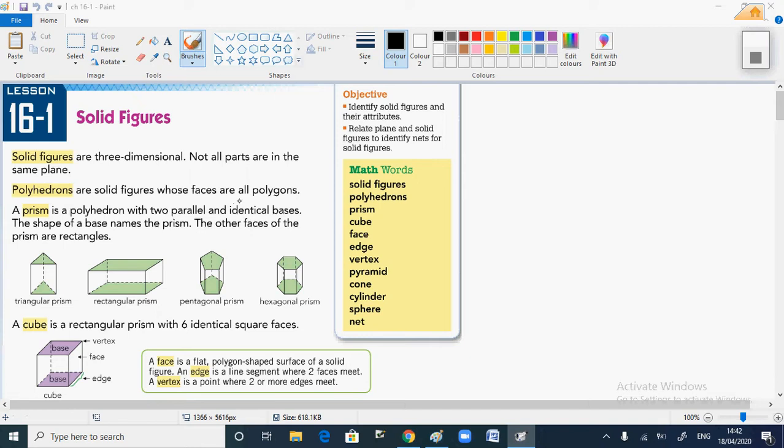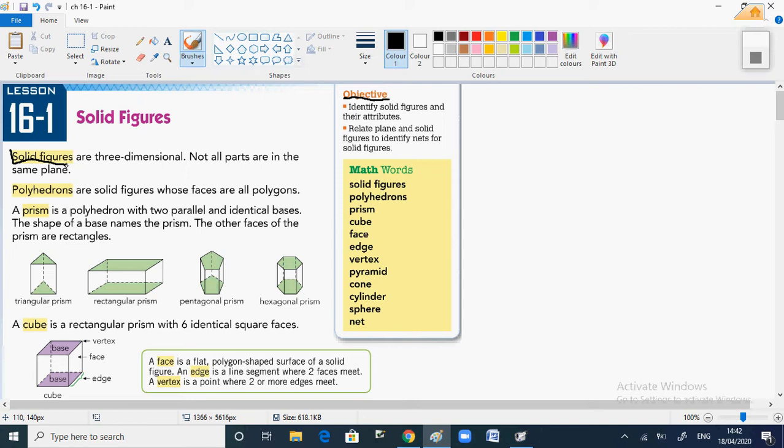Again, first of all, we have to identify solid figures and their attributes, and relate plane and solid figures to identify nets for solid figures. In this lesson I'm going to explain solid figures and polyhedrons, prism, cube, face, edge, vertex, pyramid, cone, cylinder, sphere, and net. First of all, we have to know what solid figures mean.